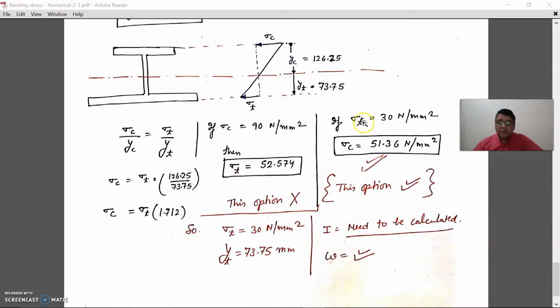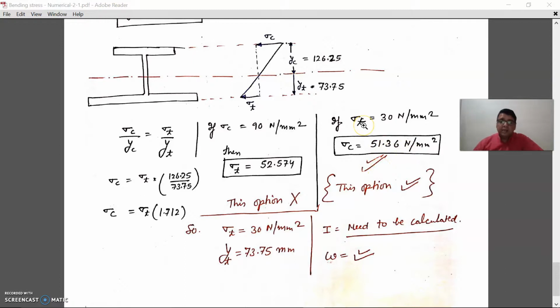That means the other option is what? That sigma T is equal to 30 Newton per mm square and sigma C is equal to 51.36. And how have this 51.36 and 52.574 come? It has come from this derivation, right? So that means this particular option will go. Why? Because in this it is under the maximum tensile stress, that is 30, but it is well below its compressive limit, that is 51.36. So this option is okay.